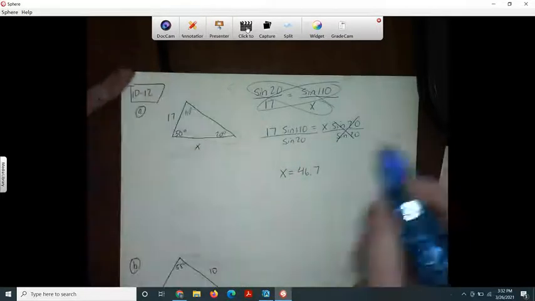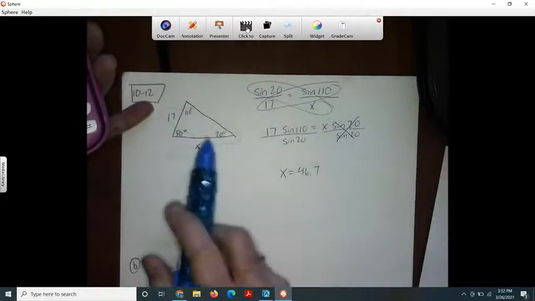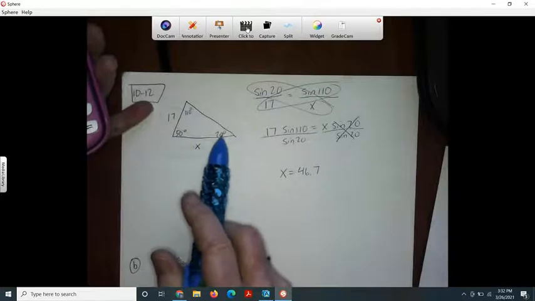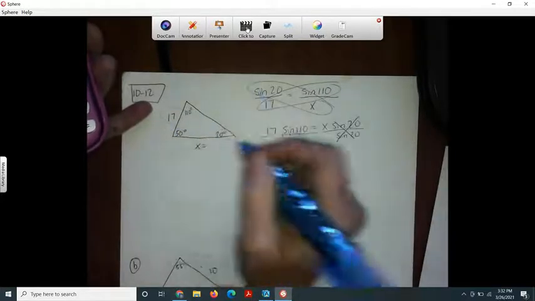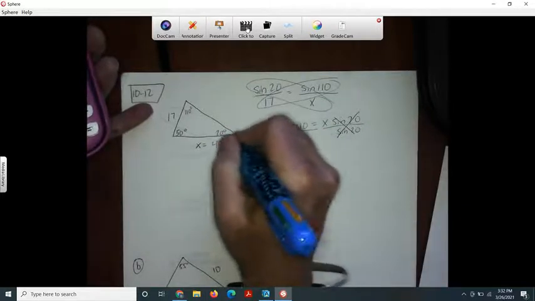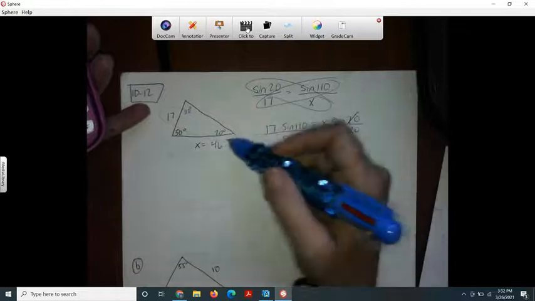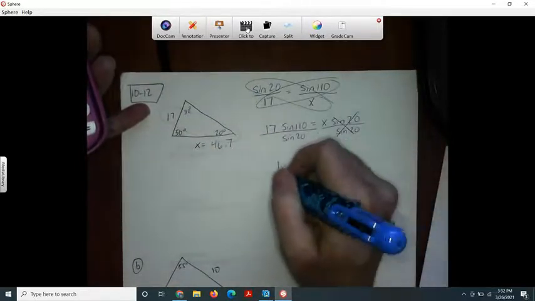And then I look at it and I try to imagine this triangle. Across from the small angle is 17. So it does make sense that this could be really big, like 46.7. That's not a crazy answer because that's the biggest angle. So that's the answer.